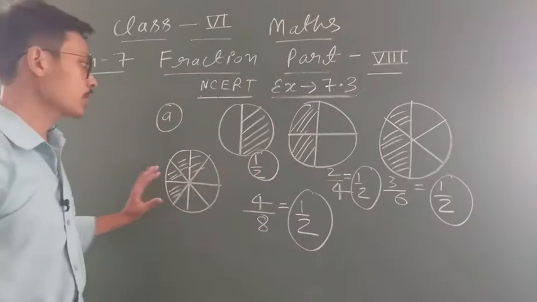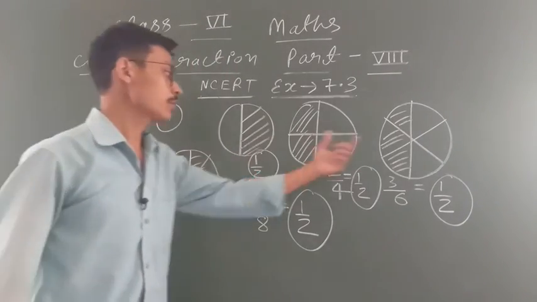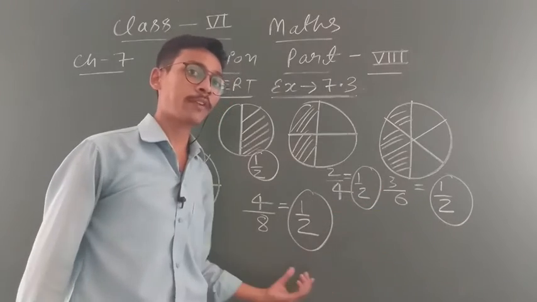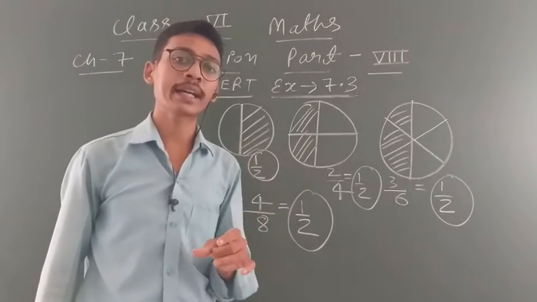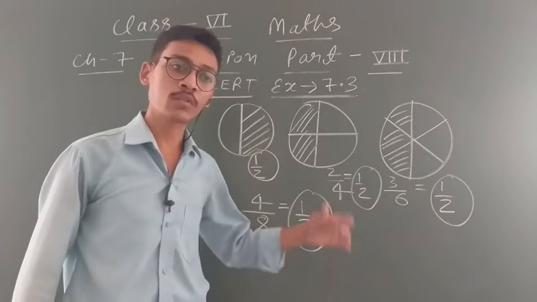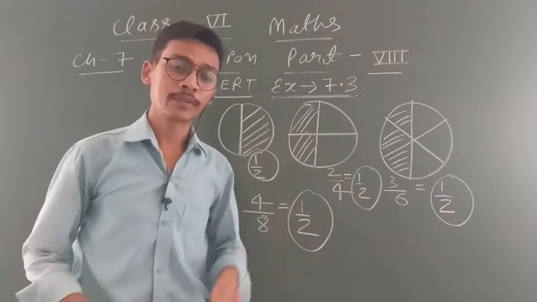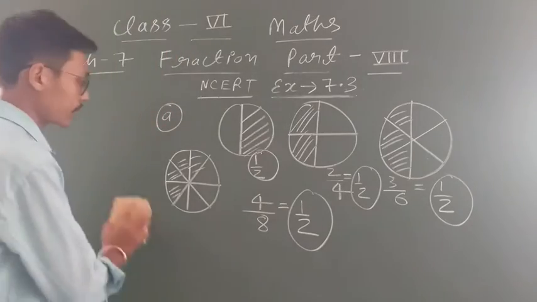So according to this way you will solve this, student. Okay? First you will find out the fraction of shaded region of all diagrams. Then you will check these are equivalent or not. Okay? If you are able to reduce, then you can reduce. Then you will check. Okay, student? So this is question number first.